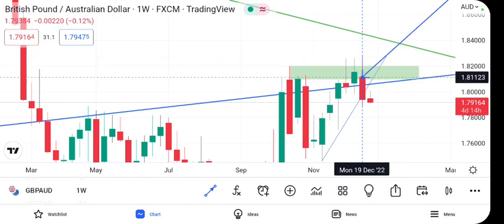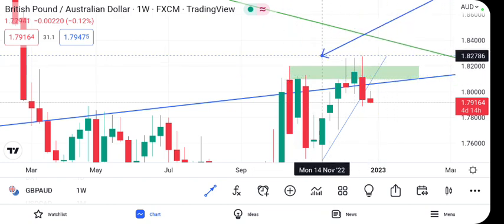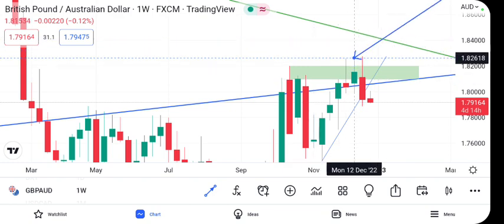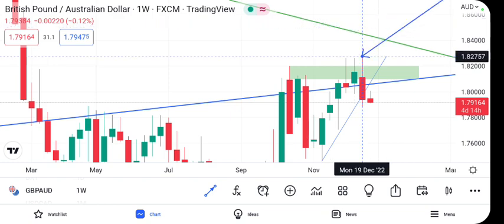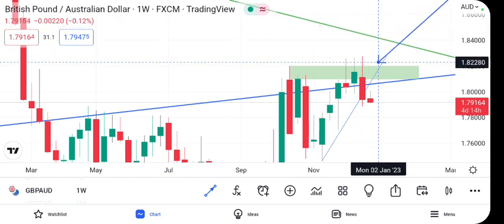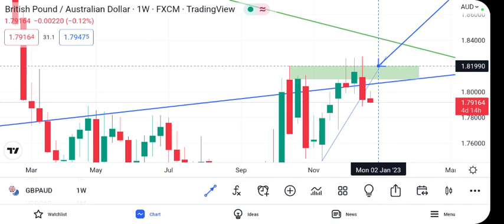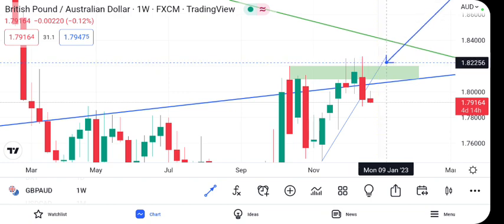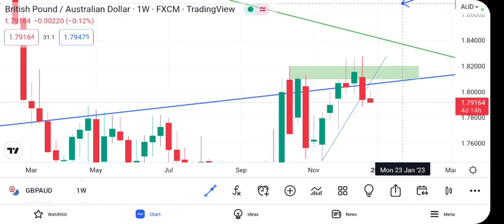Look at the closure. The closure is inside the zone. It didn't break this zone here, as I have drawn this box around this key zone. If it had closed above, then you would have classified that as a key zone break. Then you would wait for a retest. You would wait for red candles to come back to this zone, then wait for the shift in momentum, and if the buyers start buying now, you also buy to the upside.